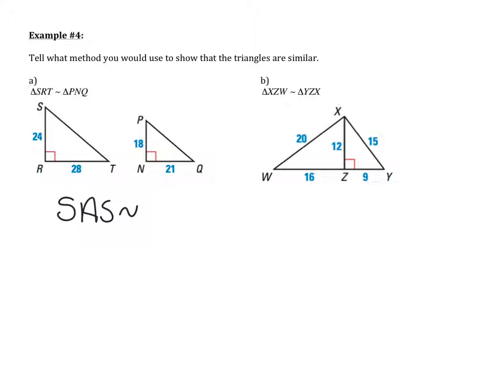For part B, I can see here that I have all of the sides that I can compare, since this side would be congruent to itself. So if I wanted to prove that triangle XZW is similar to triangle YZX, then in this case I would use side-side-side similarity.